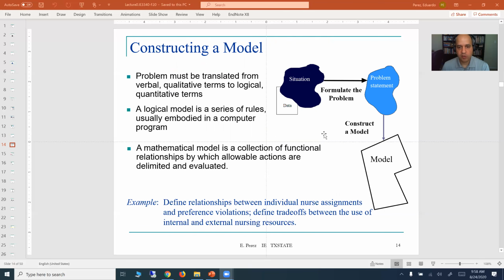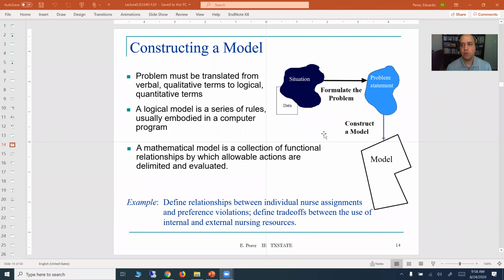The problem must be translated from verbal to qualitative terms to logical quantitative terms. So we go from our discussion to numeric values to a logical expression of the constraints. A logical model is a series of rules, usually embodied in a computer program. So we're going to be using computers to solve these problems. Understand the limitations for a course, be online.